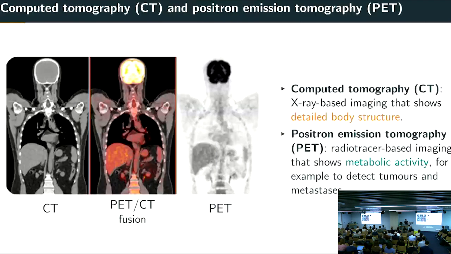So here I introduce the two imaging modalities I will be presenting in this talk. First, computed tomography, or CT. It's an X-ray based imaging technique that shows detailed body structure, so it's anatomical imaging. And then positron emission tomography, or PET, is a radiotracer based imaging modality that shows metabolic activity, for example to detect tumors or metastases.